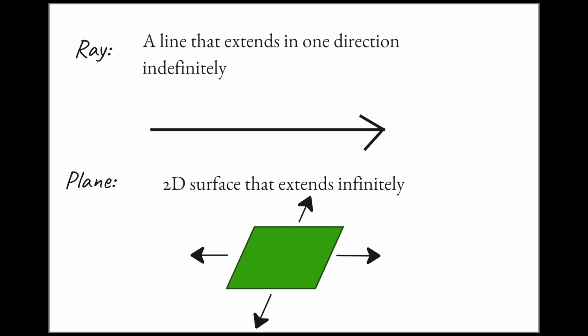Then we've got a plane, and this is a 2D object. So the surface there extends in those different directions as well. As you can see here, there's 4 directions. It extends in those directions infinitely or indefinitely as well.